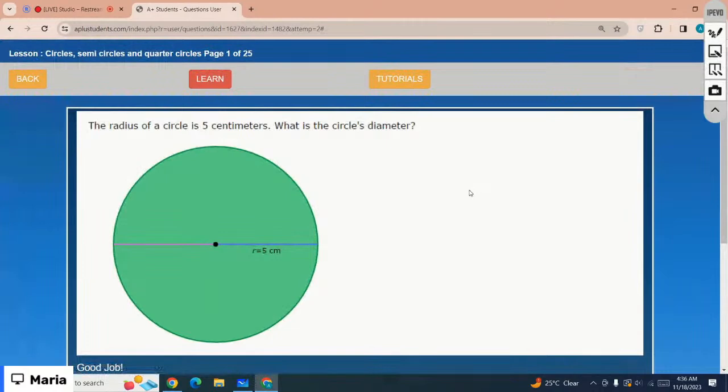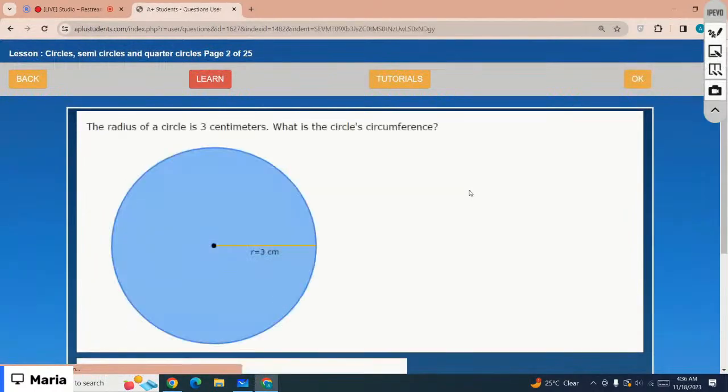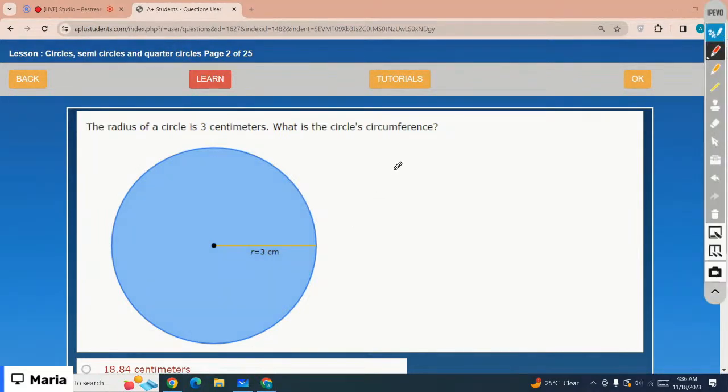Okay, the next one is, the radius of the circle is 3 centimeters. What is the circle's circumference? The circumference is the same as when we calculate the perimeter. That is the shape enclosed by the outside of the figure, right? Just put in the values.